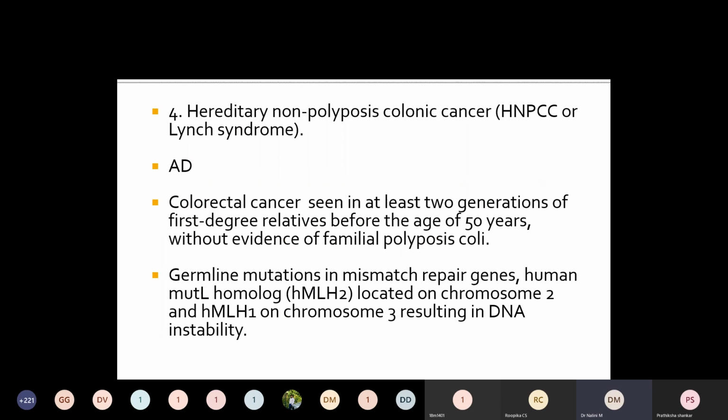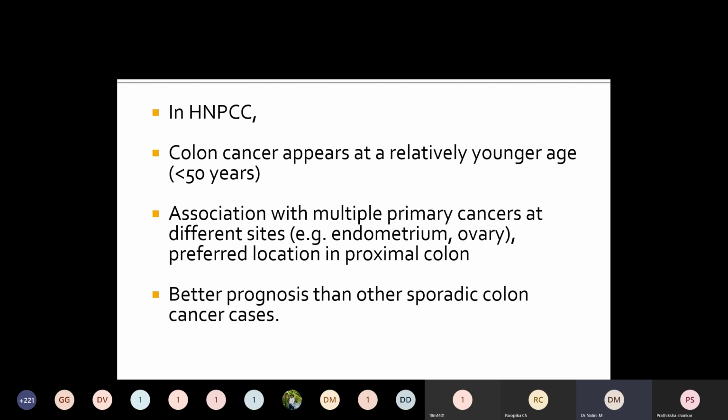And hereditary non-polyposis colonic cancer or Lynch syndrome, again this is autosomal dominant inherited, and it is seen in at least 2 generations. And here one more important thing is, with every generation the occurrence is at a much earlier age. And the most important mutation here is the mutation in the mismatch repair genes, that is human mutL homolog 2 on chromosome 2.